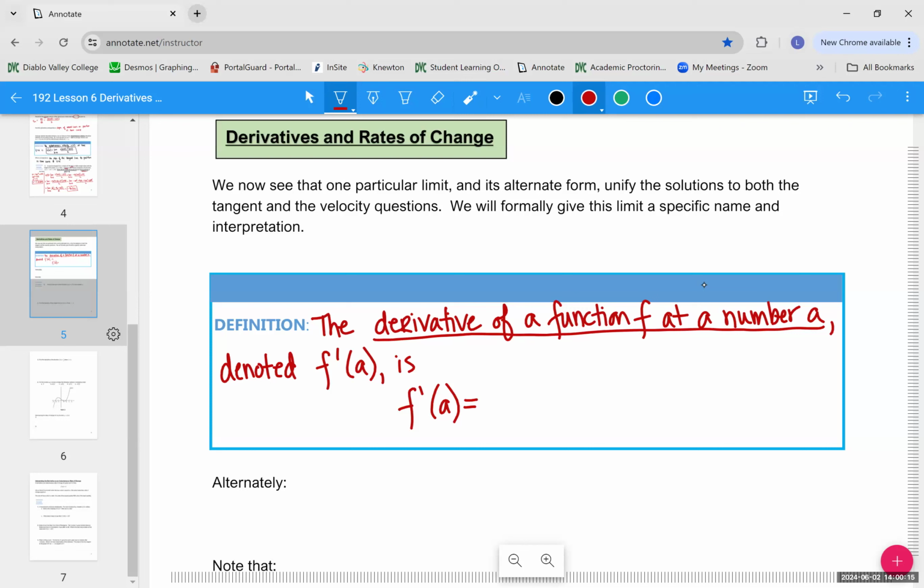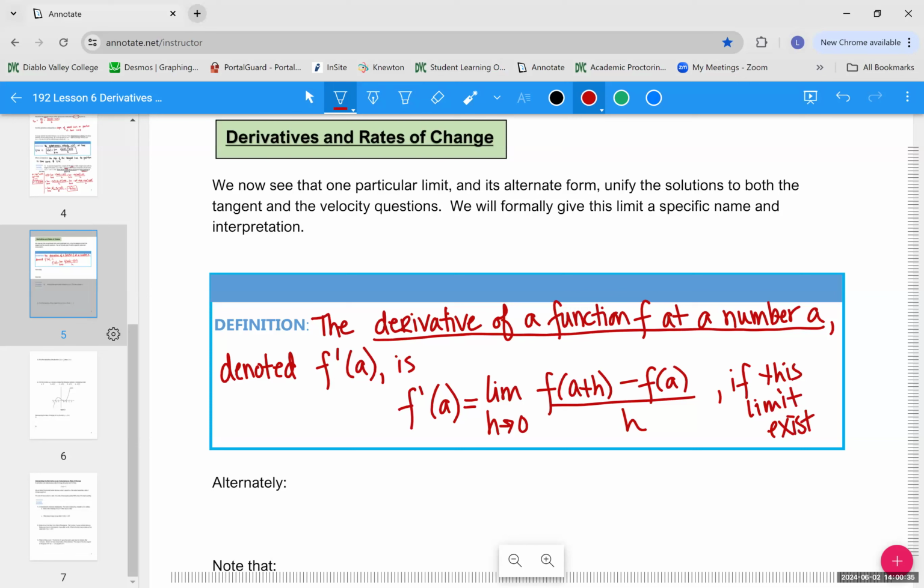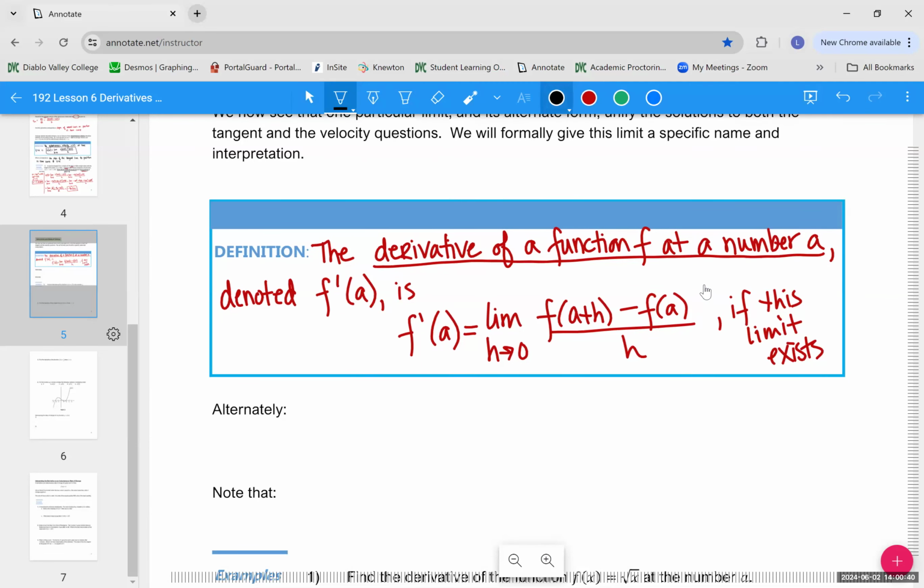Usually the definition is given with the h form. So the limit as h approaches 0 of f of a plus h minus f of a all over h. Okay, and of course, if this limit exists.